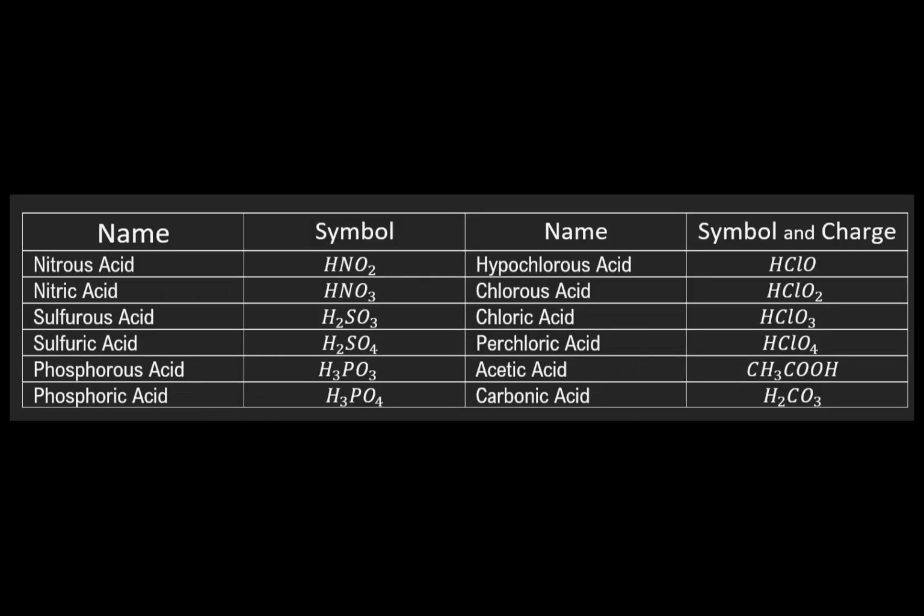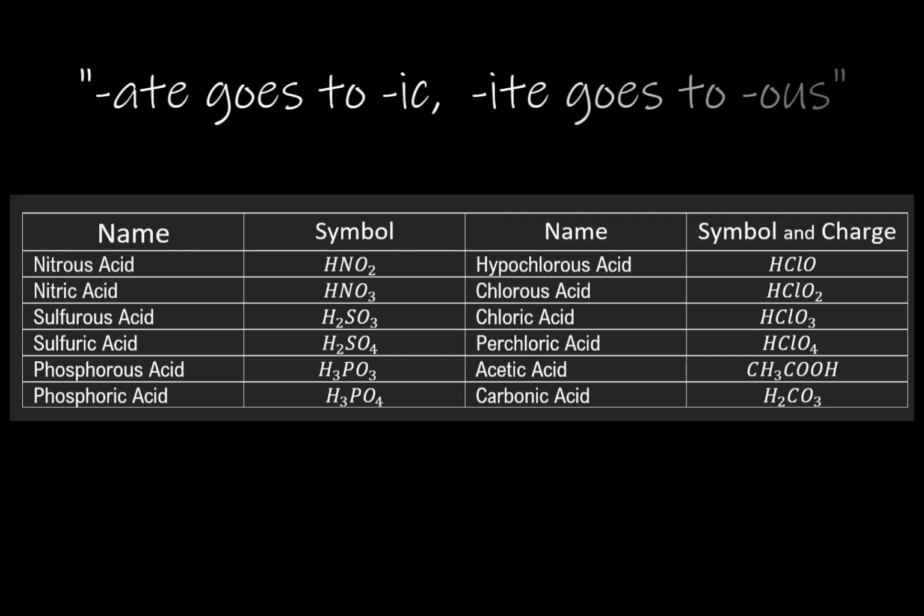If the anion is a polyatomic ion, the rules are different. The name of the acid depends on the anion. If the ending of the name of the anion is "ate," then the name of the acid will end in "ic." If the ending of the anion is "ite," then the acid will end in "us." A helpful way to remember this is to recite the phrase, "ate goes to ic, ite goes to us." For example, the acid made from the phosphate ion is called phosphoric acid, and the acid made from the phosphite ion is called phosphorus acid.